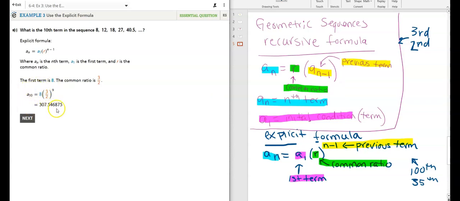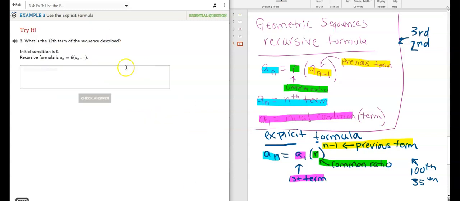This right here should look really familiar. And hopefully you're saying exponential function, because that's what it is. That's why we're tying them together. So in the end, it says that the 10th term of the sequence is 307.55 rounded to the nearest hundredth.